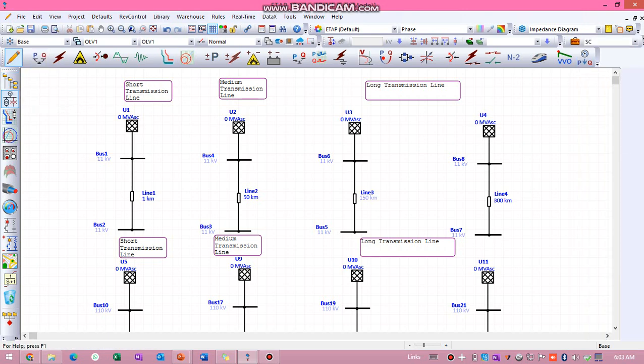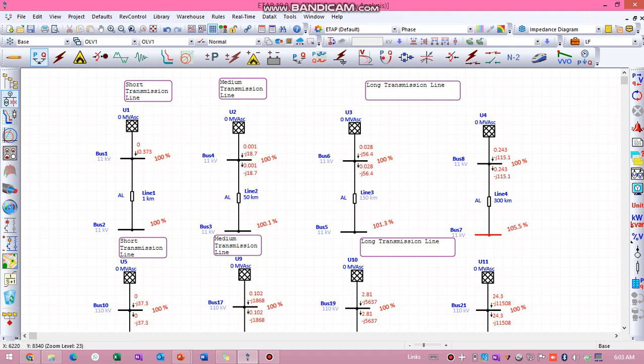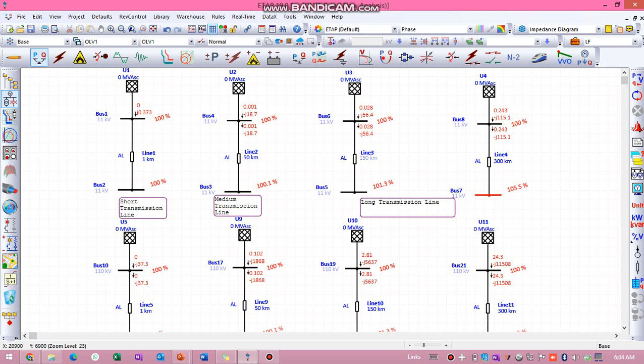When we run a load flow analysis here, we can see the sending end voltage and the receiving end voltage. This is the sending end voltage nearer to the grid, and this is the receiving end voltage. In the case of short and medium transmission lines, it maintains the nominal bus voltage of 100%, while in the case of a long transmission line of 150 kilometers, there is a rise of nearly 1.3%. With the increase in length of line, it rises to 105.5%, that is nearly 5.5% above the nominal bus voltage.